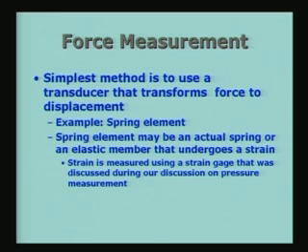The second thing one can think of, the simplest method, is to use a transducer that transforms force to a displacement. This is a very common example. After all, if you have a force applied on a spring element, spring is something we are all familiar with, the spring element will undergo a change in length, a displacement. For example, the spring element may be an actual spring as in a spring balance, or it could be an elastic member that undergoes a strain because of the force applied on it.